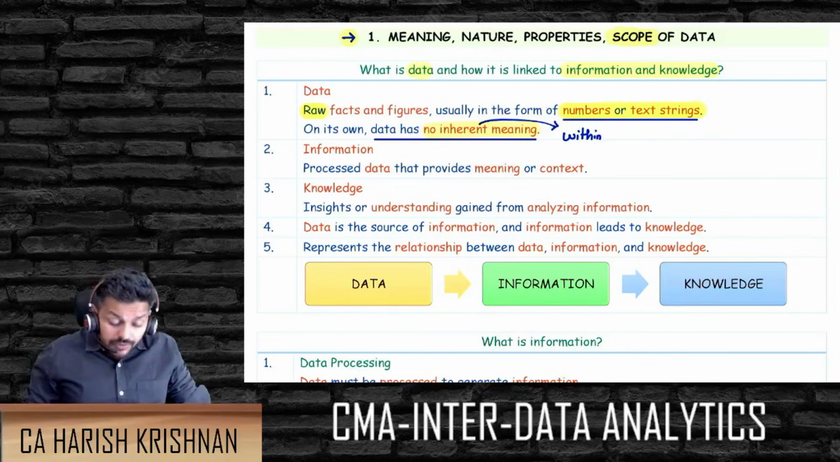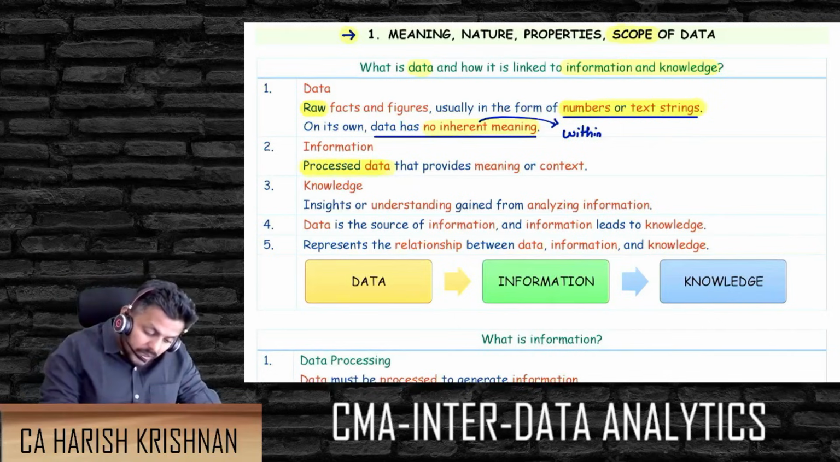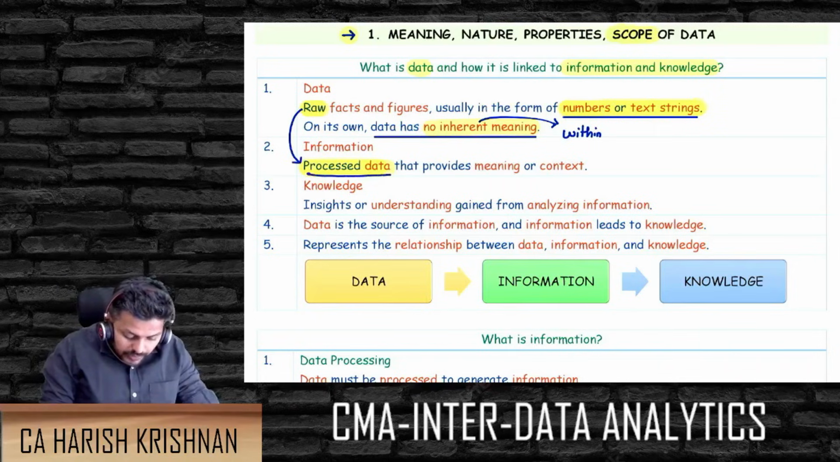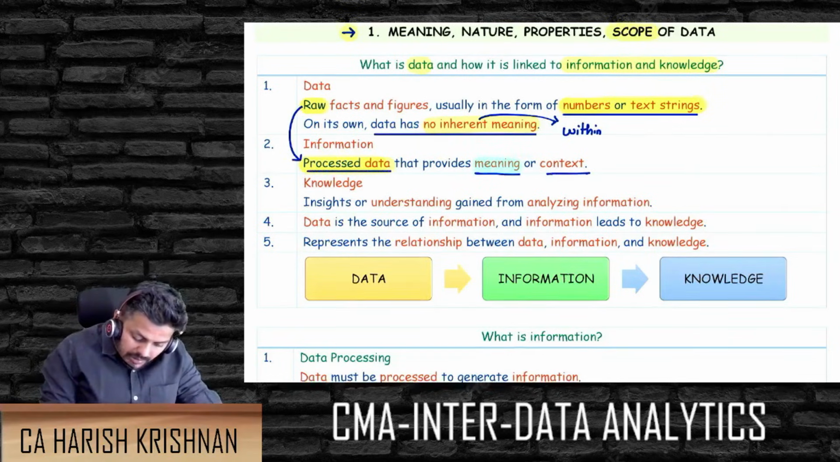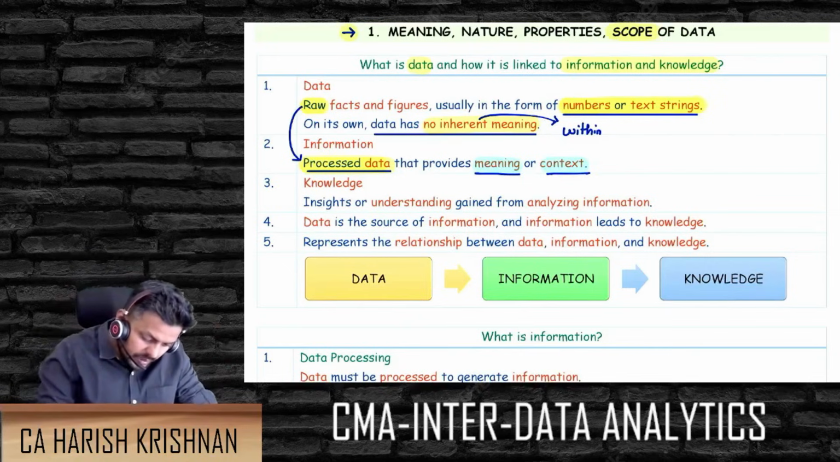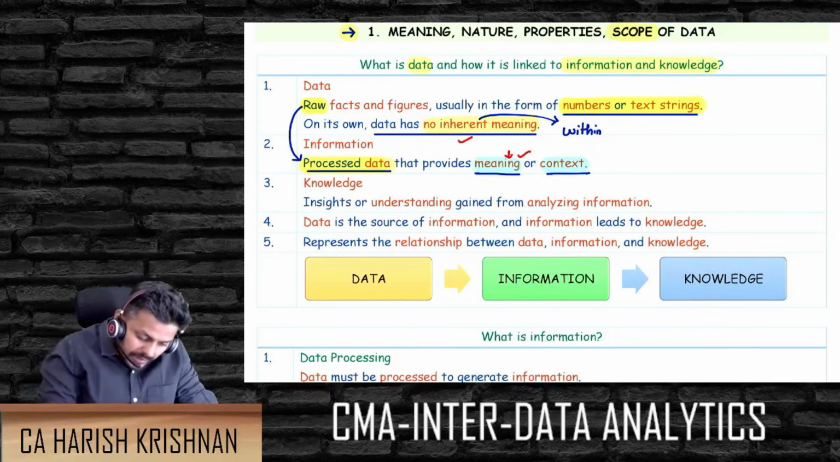Followed by, what is information? As we just saw, processed data. So this raw data, when it gets processed, becomes processed data that provides either a meaning or a context. What does it provide? A meaning or a context. So processed form of data. So you see a visibly clear difference. Here there is no inherent meaning, but here there is a clear meaning. Understood? Then knowledge.